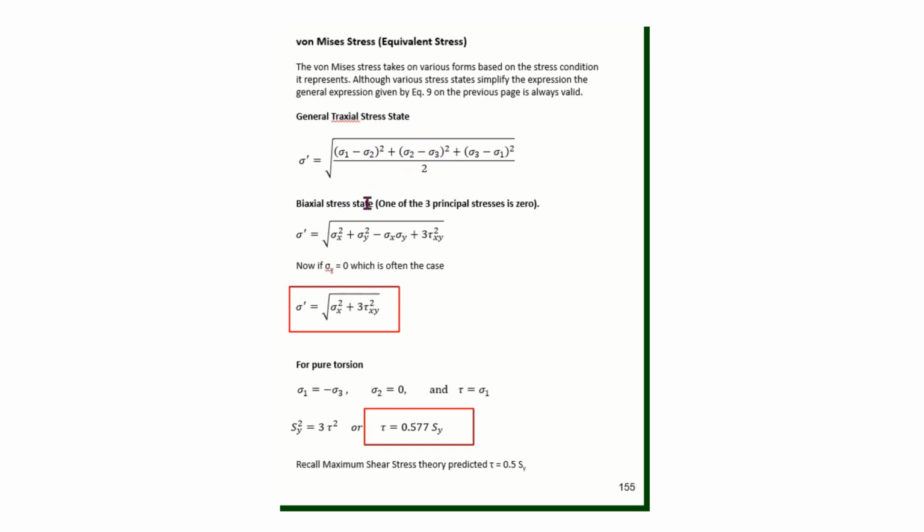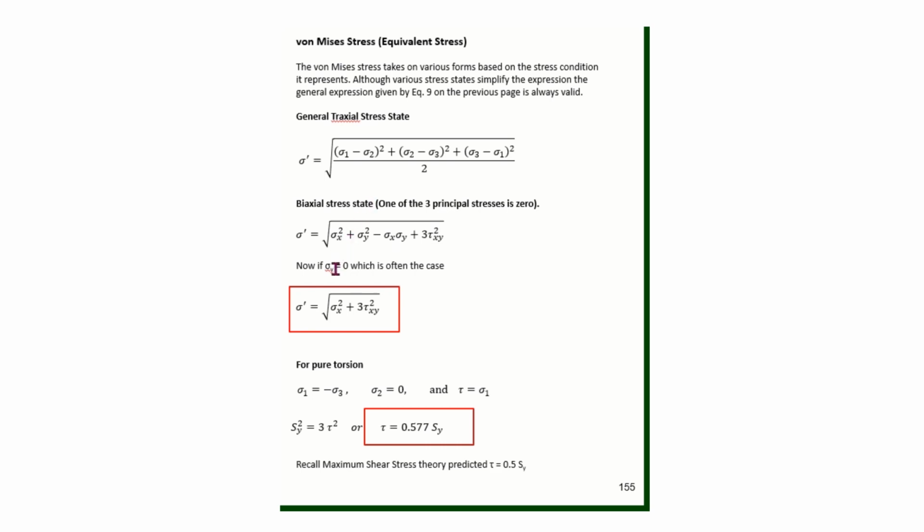If we have a biaxial stress state where one of the three principal stresses is 0, the sigma prime, the von Mises stress, can be expressed as this expression here. And the nice thing about this expression is that sigma x, sigma y, and tau xy are simply the stresses on your stress element. They are not principal stresses. And so this form of the expression is very handy and is a great simplification when we go to a biaxial stress state.